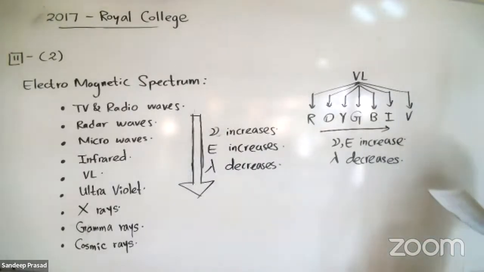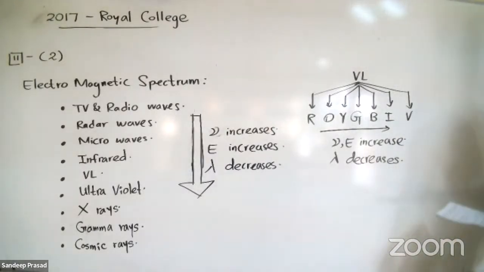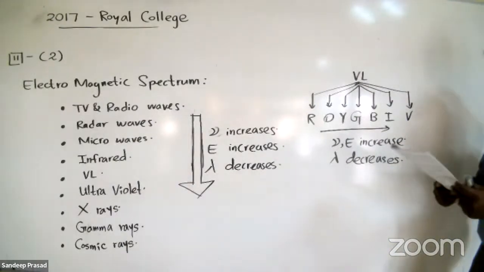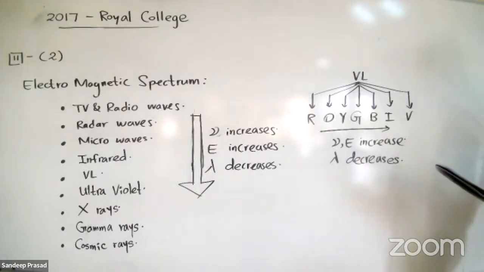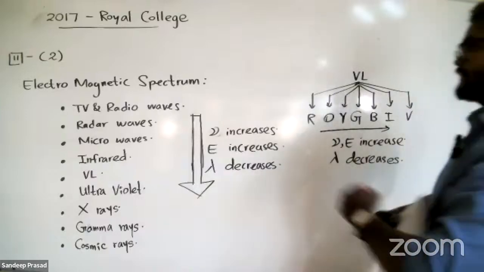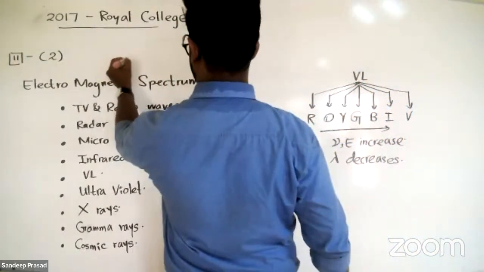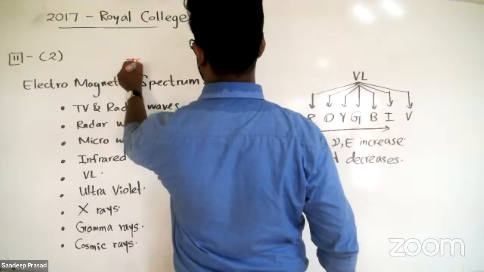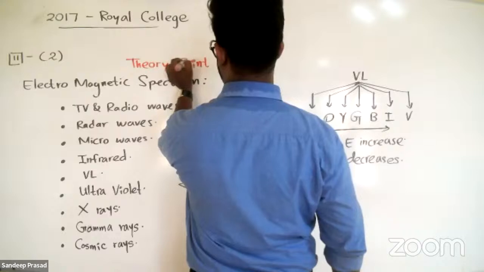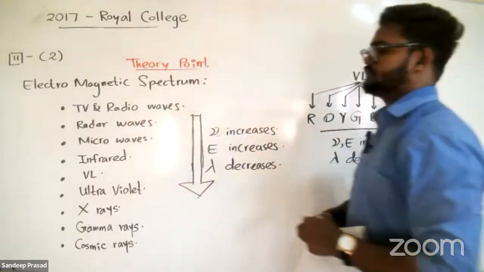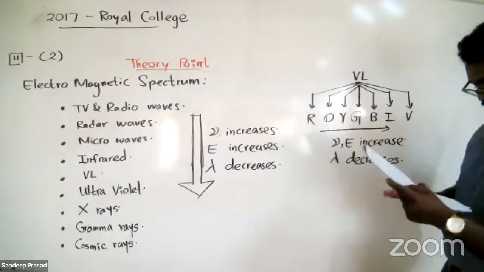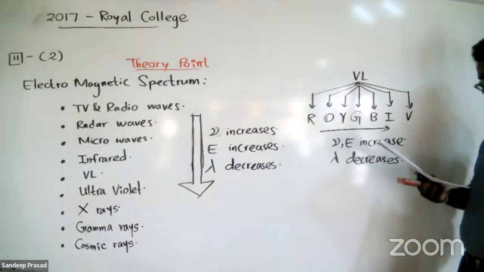Right? Shall we move to the next question? Question number 12. Question number 12 is related to the ionization energy. Which of the following answers? So this is the theory point related to that question. If you want to write these down quickly, you can write them down.